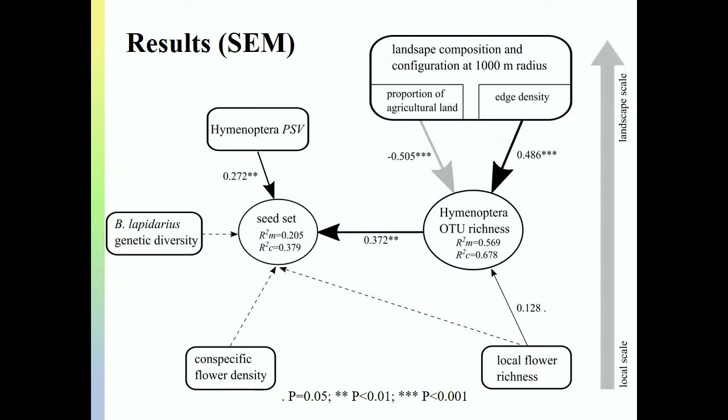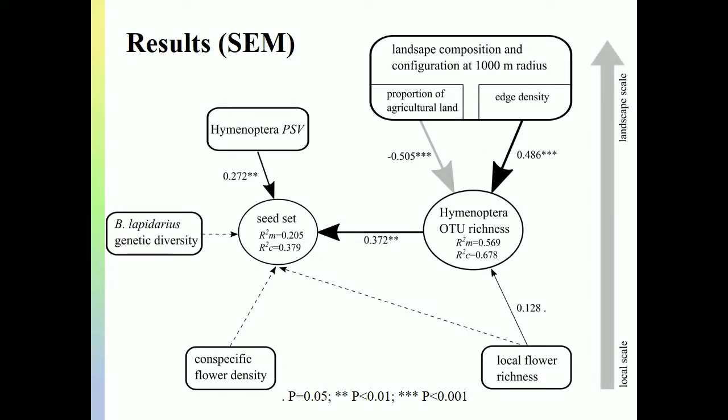Most of the visitation rates to our red clover plants came from Hymenopterans. So we use Hymenopterans OTU richness and Hymenopterans phylogenetic richness or variability as potential predictors of seed set, together with Bombus lapidarius intraspecific genetic diversity. So we use structural equation modeling, having some hypothetical links, and then we did a model selection to find out which are the most important ones.